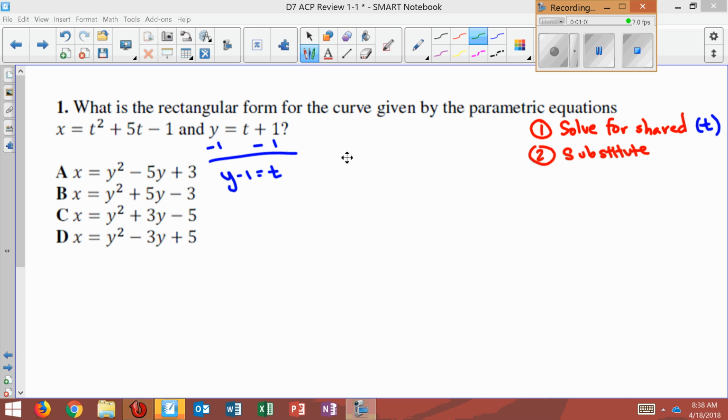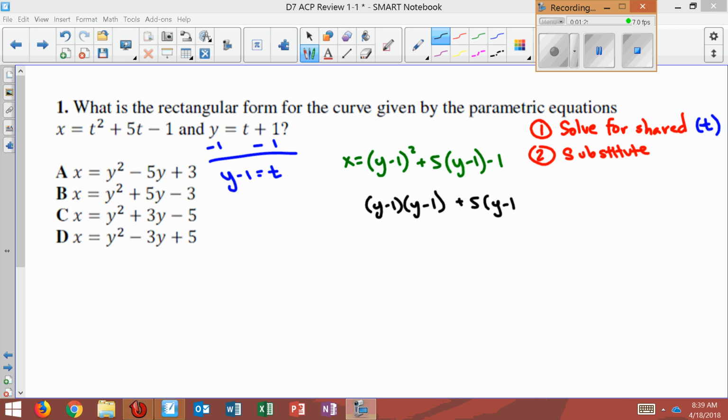So I go x equals y minus 1 squared plus 5 times y minus 1 minus 1. I just substituted in for t from there. Now we need to work this out. Anytime you have a parenthesis squared, really what that means is that parenthesis is there twice. So it's y minus 1 times y minus 1. And I'll continue writing out the rest of the equation so we don't mess up here. So there's the rest of it. And so this is what x will equal. So let's start working this out.